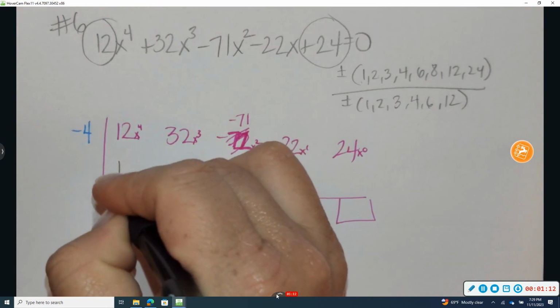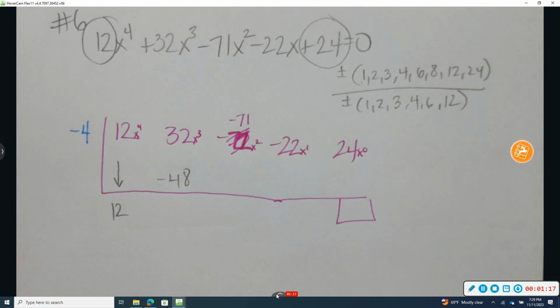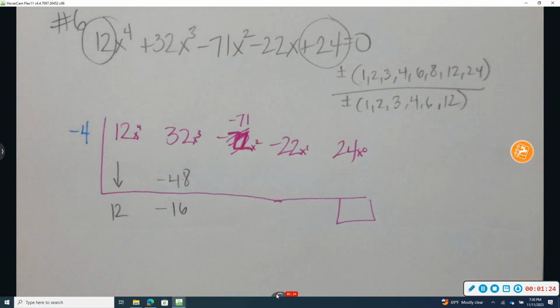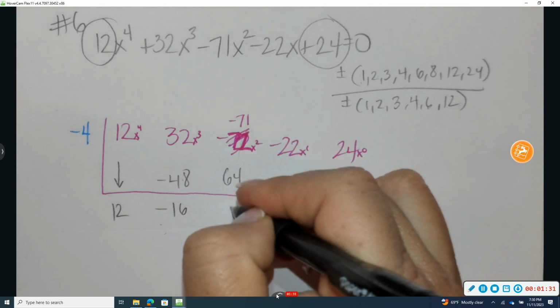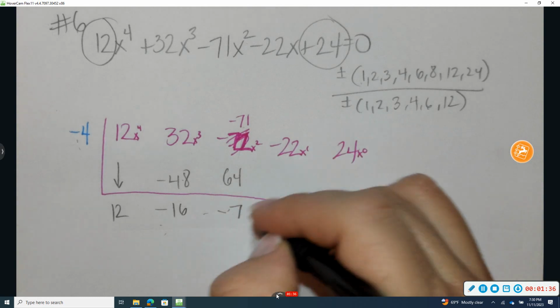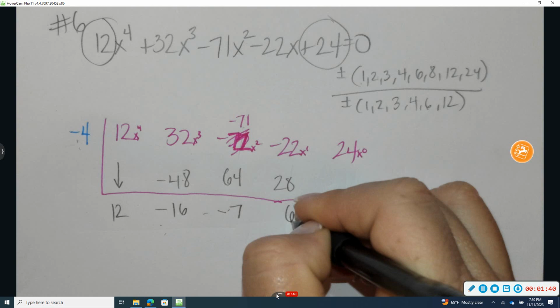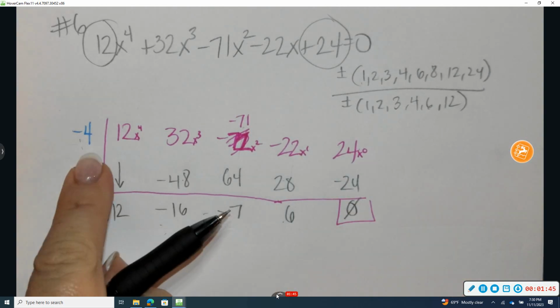So I'm going to show how -4 works. Hold tight with me as I go through this. I'm multiplying to get -48. Now -48 and +32 are different signs, so I'm going to subtract to get 16. The larger sign is negative. Then I'm going to take -16 times -4 to get a +64. The difference here is 7. The larger number is negative. Multiplying -4 and -7 to get a +28. The difference here is 6, with the larger number being positive. Multiplying to get -24, and we can see that -4 works.